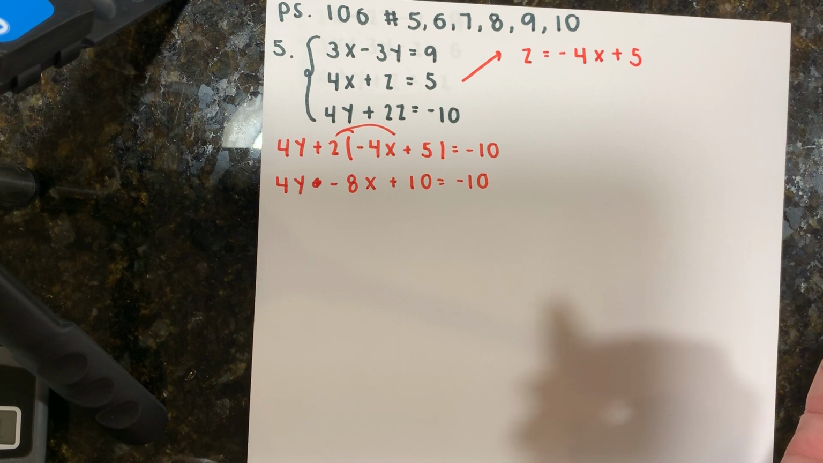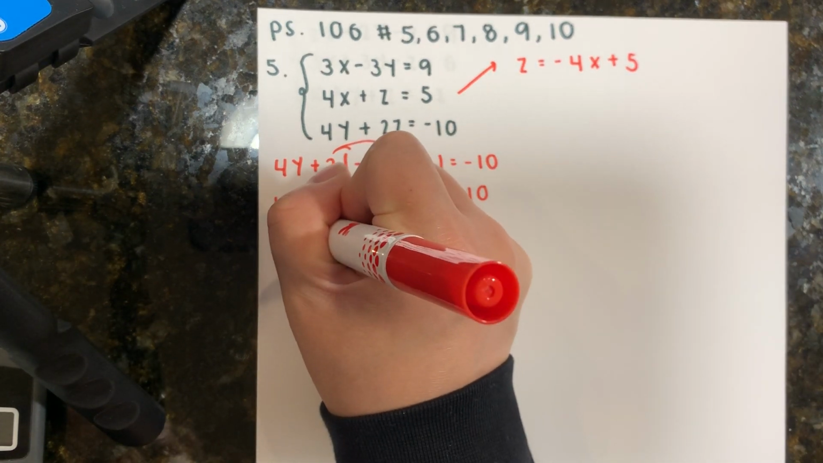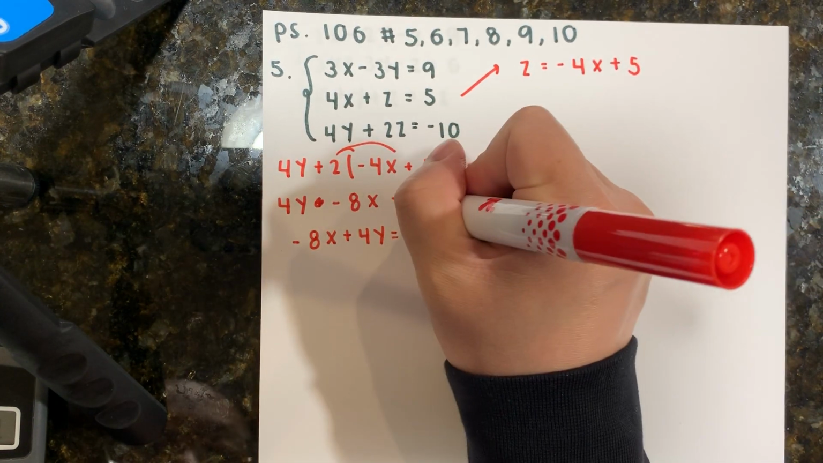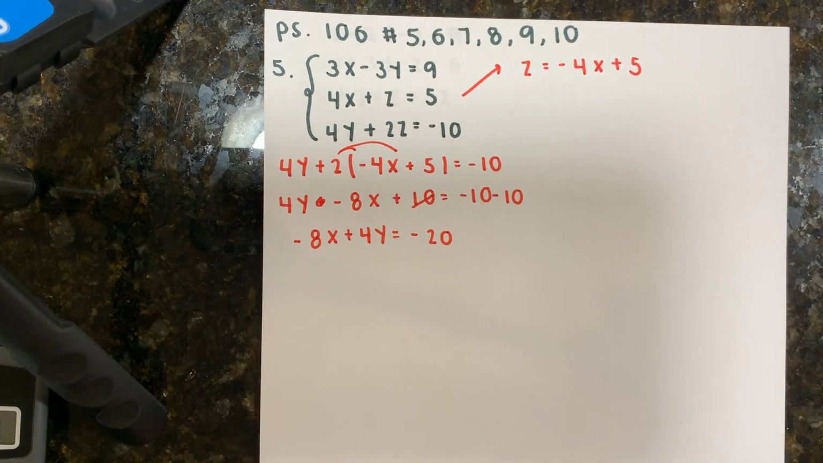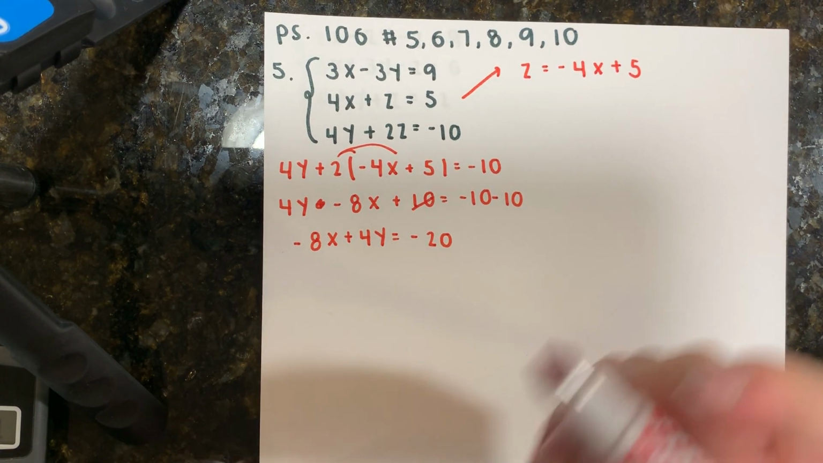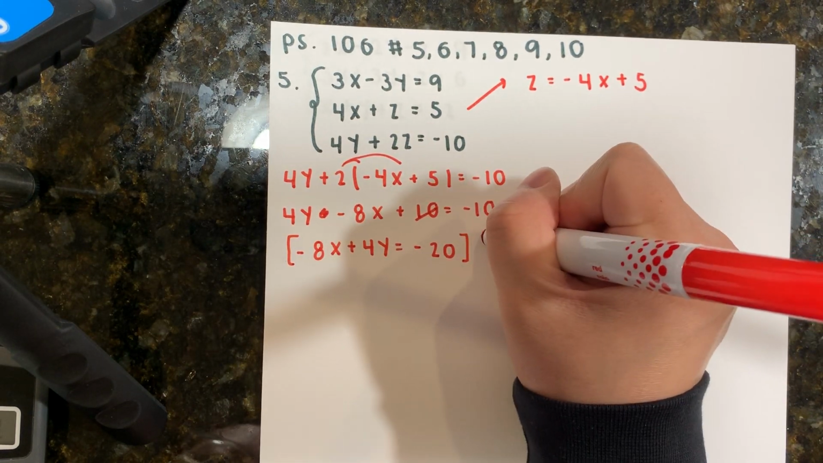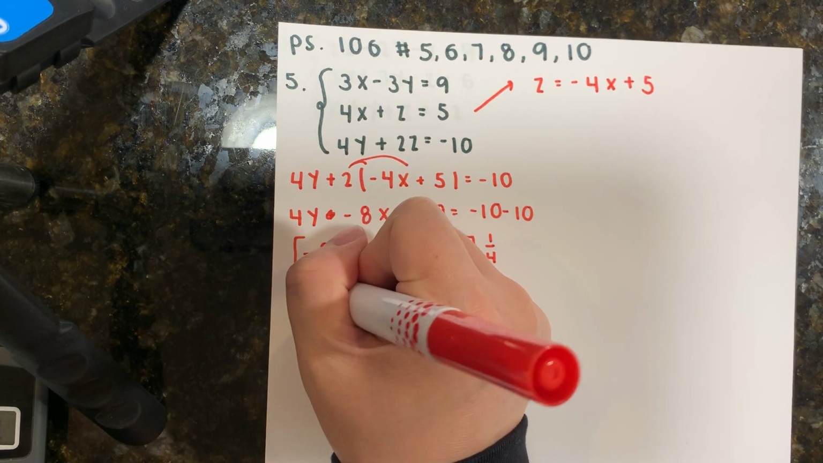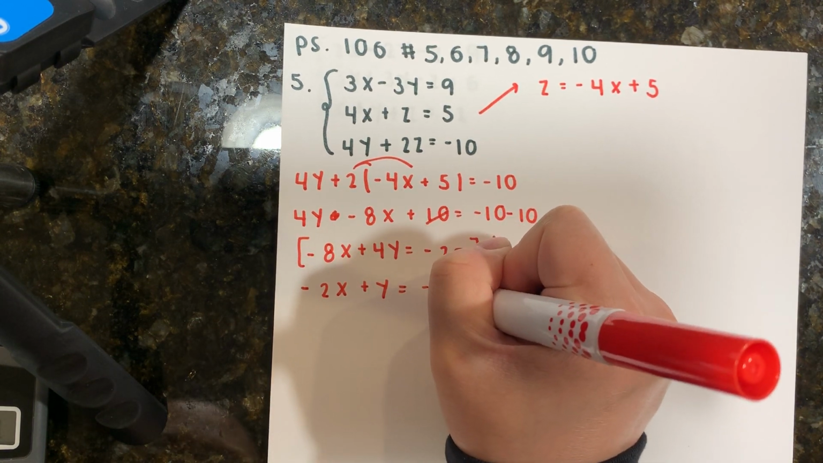I want to rearrange this so that the x is in front and then the y is second. So that would be negative 8x plus 4y equals, when I move the 10 to the other side, negative 20. Something you should notice right here is that all three of those numbers are divisible by 4. So we can simplify this by dividing the whole equation by 4. If I do that, I get negative 2x plus y is equal to negative 5.